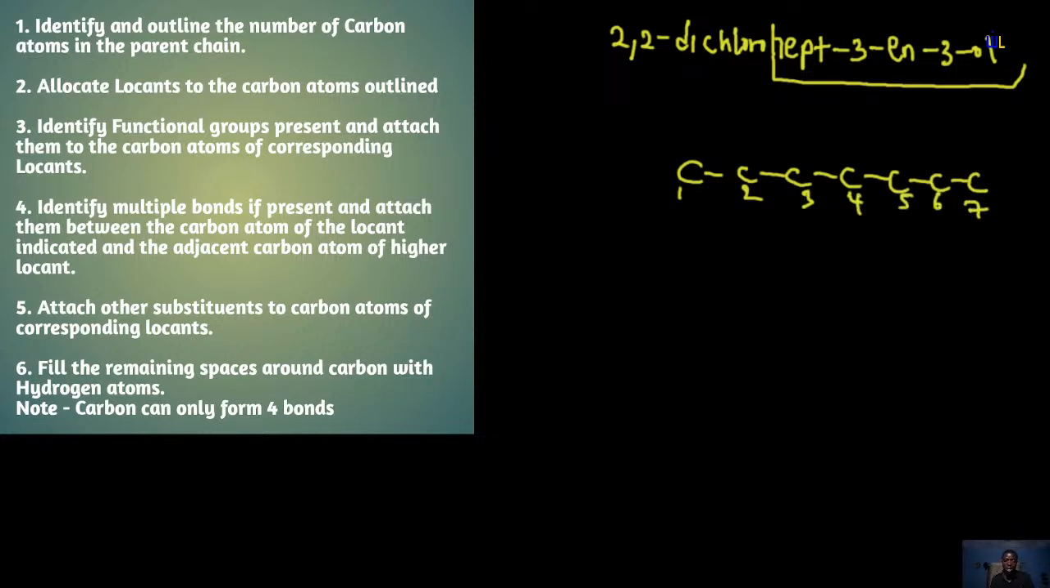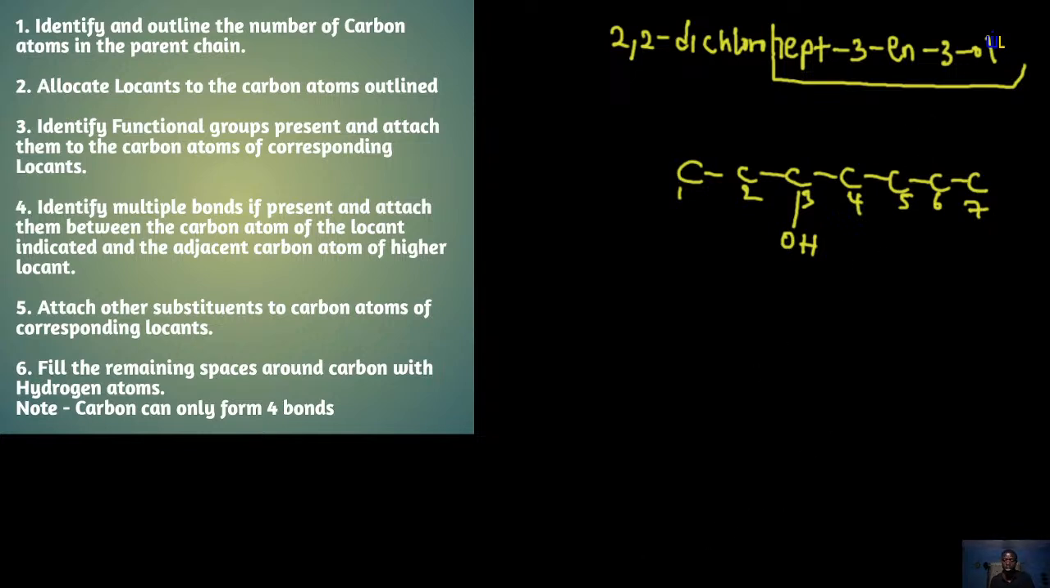Then the next one says identify the functional groups present and attach them to the carbon atoms of corresponding locants. Now we have two major functional groups here: we have the alkyne and we have the alkanol. The alkanol, which is the major functional group, is located on carbon number 3, which means you're just going to put OH here, and you have that in the attachment.